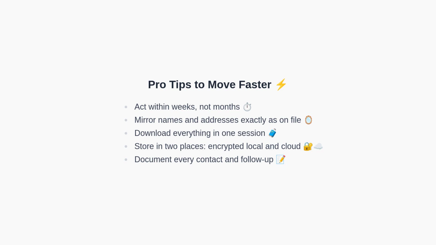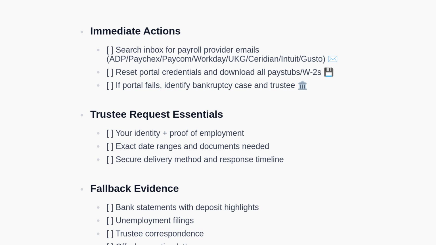Download all documents in one session where possible. Store your records in 2 places: 1 encrypted local copy and 1 secure cloud copy. Document every contact and follow-up for an audit trail. Here is a concise checklist presented in Markdown format.